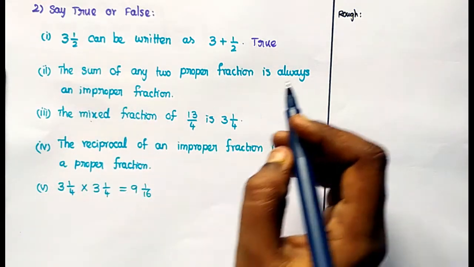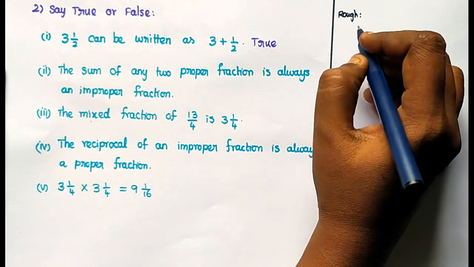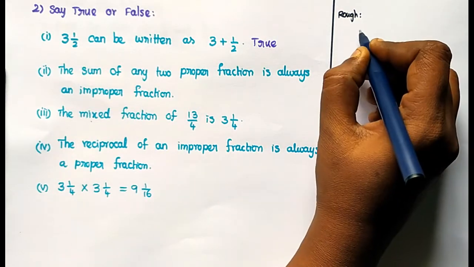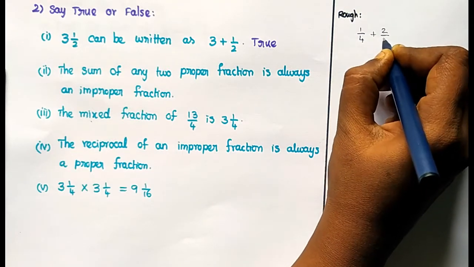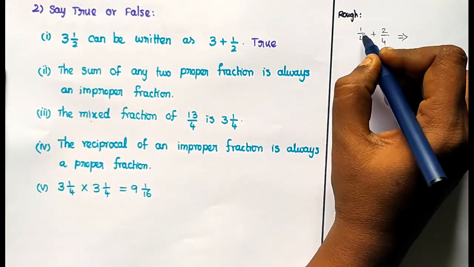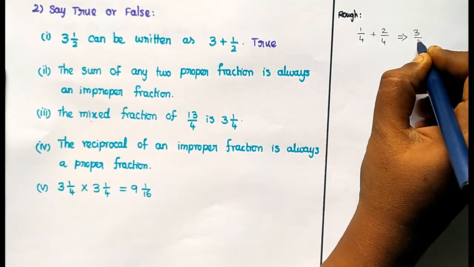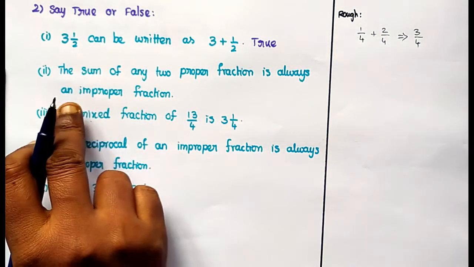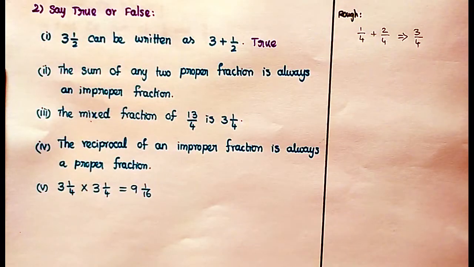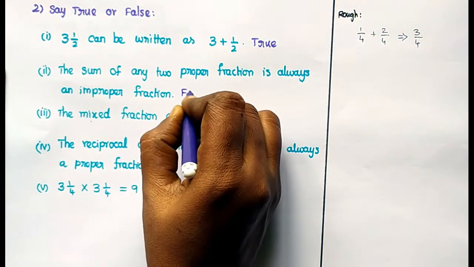Next one, the sum of any two proper fractions is always an improper fraction. Is it true? Take any two proper fractions, 1 by 4 plus 2 by 4 is equal to 3 by 4. That is also a proper fraction. So, always an improper fraction is not true, that is false.